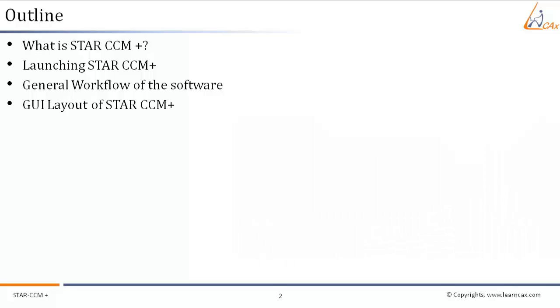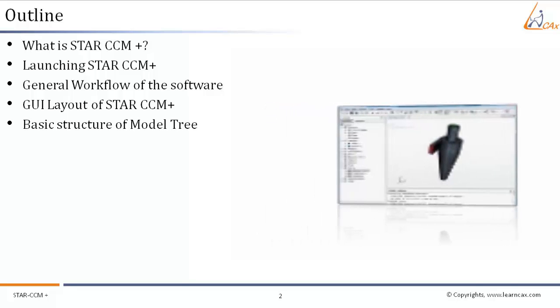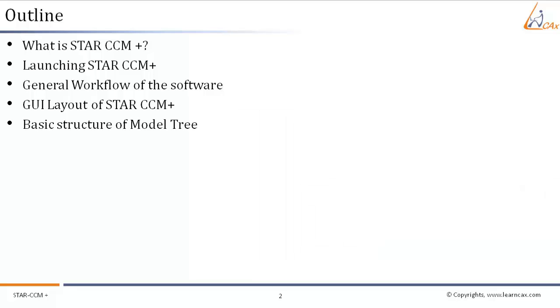After that, we will study the graphic user interface or GUI of the software. When we use any software as a user, the first thing we need to familiarize ourselves is the GUI. Once we know the GUI, we can go into much details of the software setup. So first, we will make ourselves familiarized with the GUI. Once GUI is done, we will see the basic structure of the model tree.